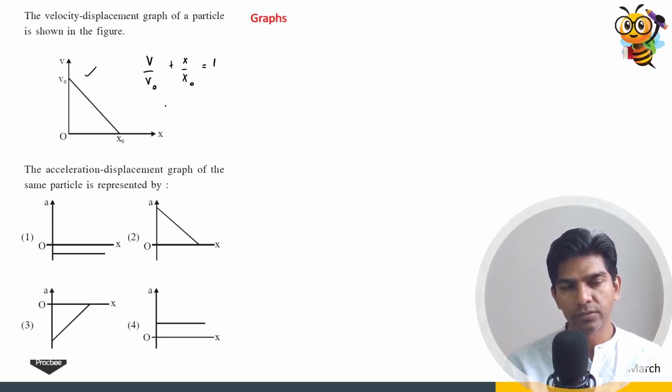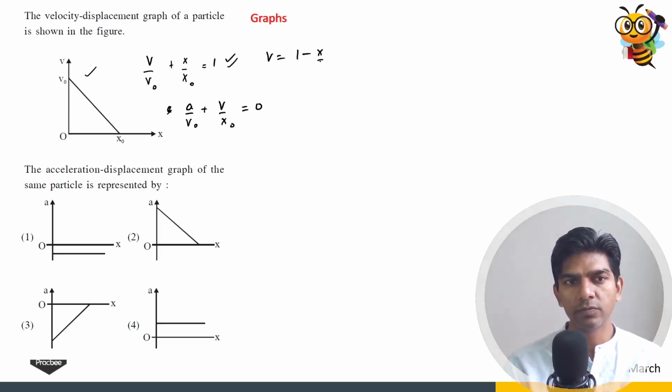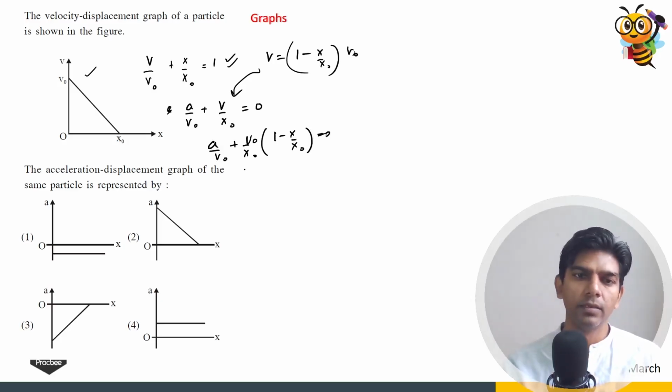So let us differentiate this. If I differentiate this, v will become a, so a by v naught, and x will become v by x naught, and 1 will become 0. Now we can substitute v from the first equation. So v is nothing but 1 minus x by x naught times v naught. So let us substitute in this equation. So a by v naught plus 1 by x naught times v naught times 1 minus x by x naught equals 0.